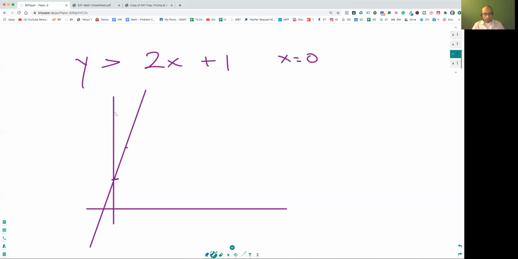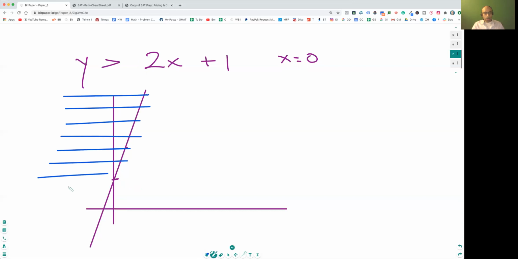What is y is greater than 2x plus 1? It means all of these points. Remember, whenever you have an inequality, this is going to infinity, okay? So all of these points are over here, okay? And so the line always cuts the plane into 2 pieces, okay? Y is greater than 2x plus 1, okay?